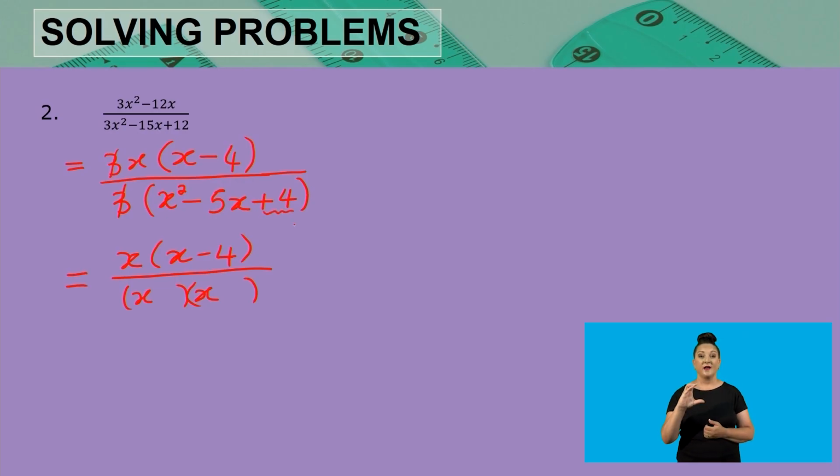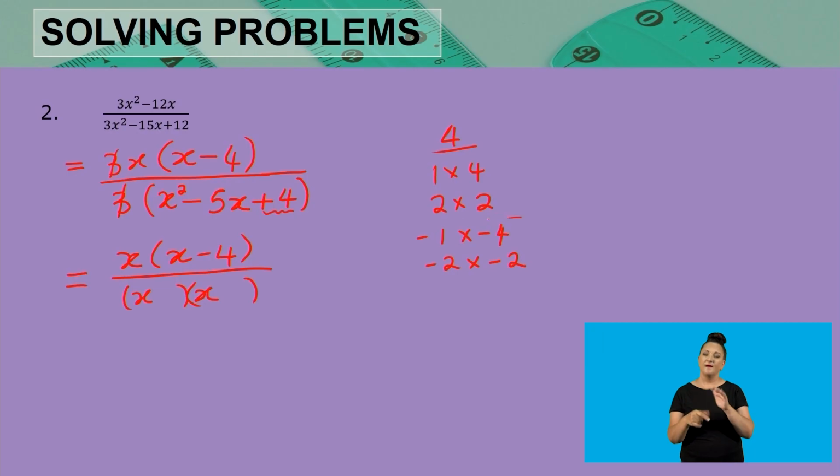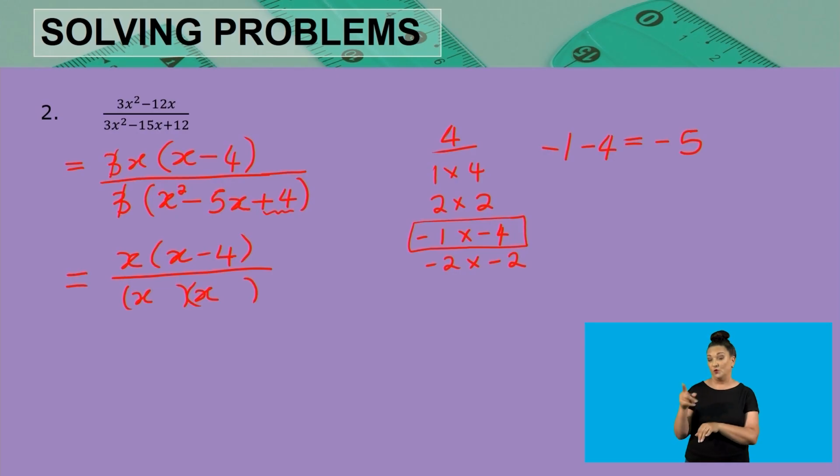Now, how do we find the numbers that are supposed to go into those two brackets? We need to look at the factors of 4. So if we are thinking of the factors of a positive 4 there, we have 1 multiplied by 4, and we have 2 multiplied by 2. We also have a negative 1 multiplied by a negative 4, and we have a negative 2 multiplied by a negative 2. So how are we going to solve that? We are going to look for the pair that gives us a negative 5 when we add them. And that pair is the negative 1 and the negative 4, because the negative 1 minus 4 gives us the value of b, which is the negative 5.